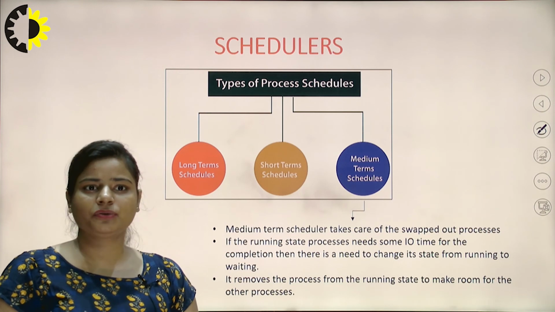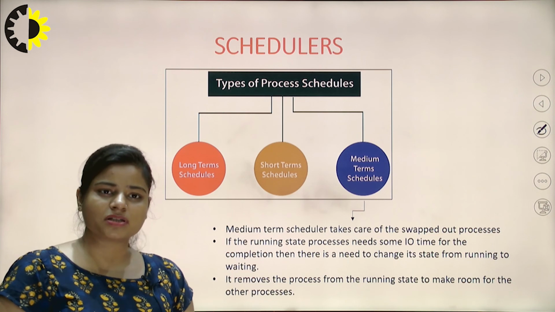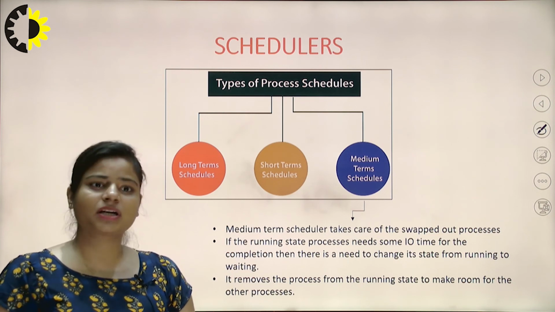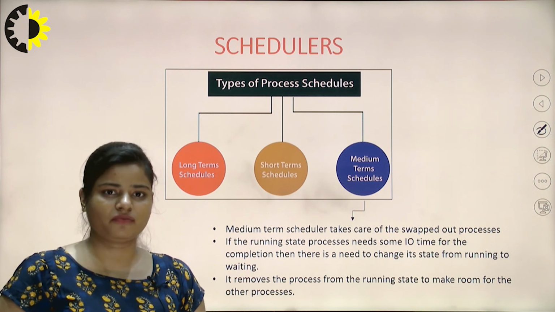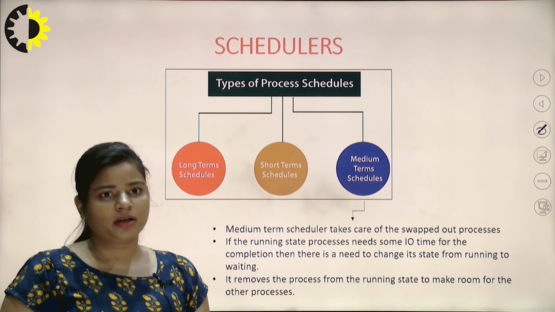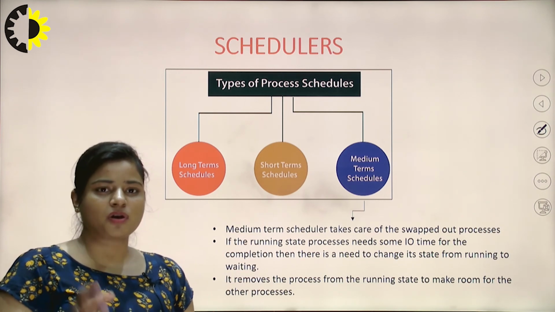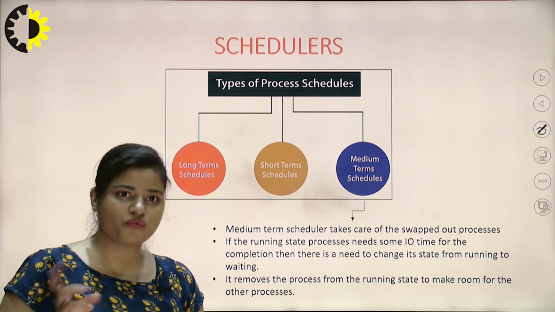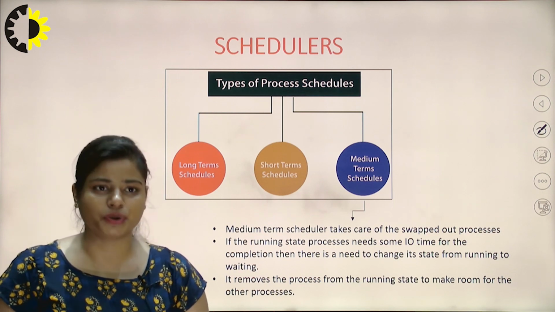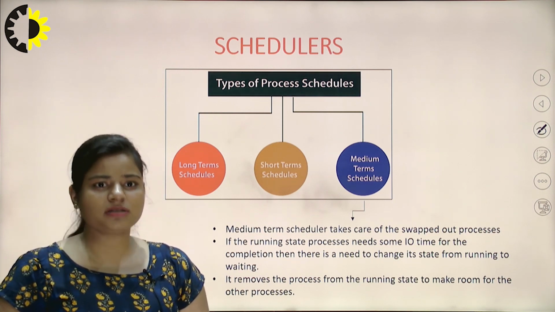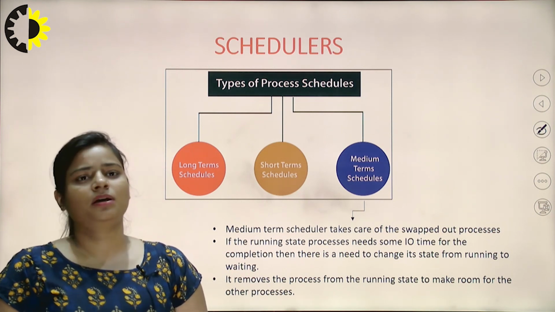Okay, and last we have the medium-term scheduler. The medium-term scheduler takes care of swapped out processes. If a running state process needs some IO time for completion, then there is a need to change its state from running to waiting. Whenever we have the situation of changing the process state from running to waiting, we require the medium-term scheduler. It removes the process from the running state to make room for other processes. Okay, so this is all.